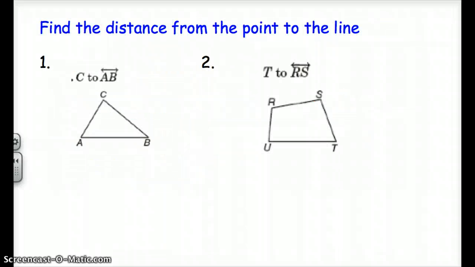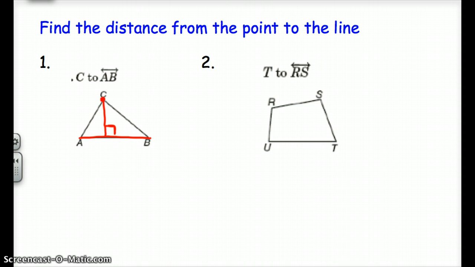So let's take a look at our first couple of examples. We need to find the distance from the point to the line. We talked about distance being the perpendicular line from the point to the line that is given. So I'm looking at point C to line AB. I need to draw a perpendicular line. Now make sure you are drawing your right angle marking in there, or it will be marked wrong.